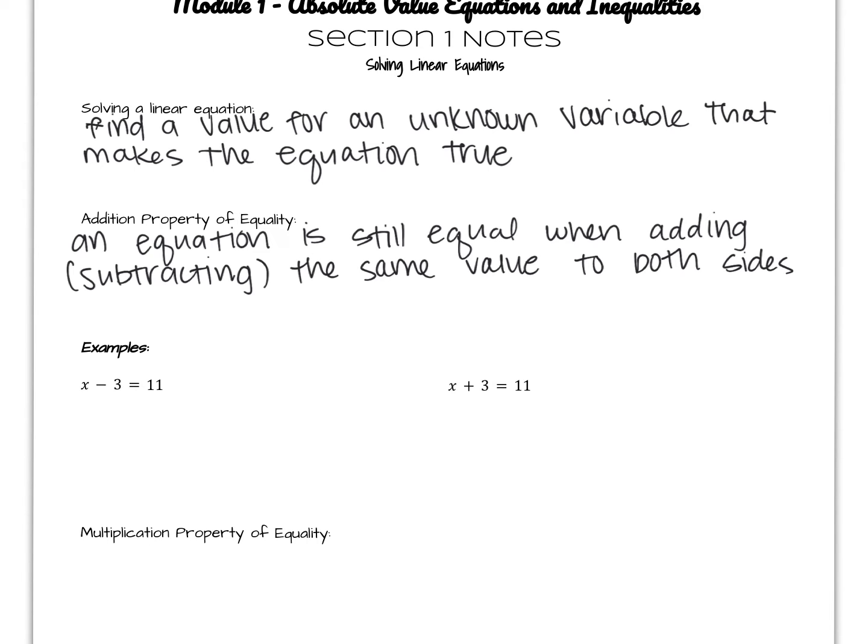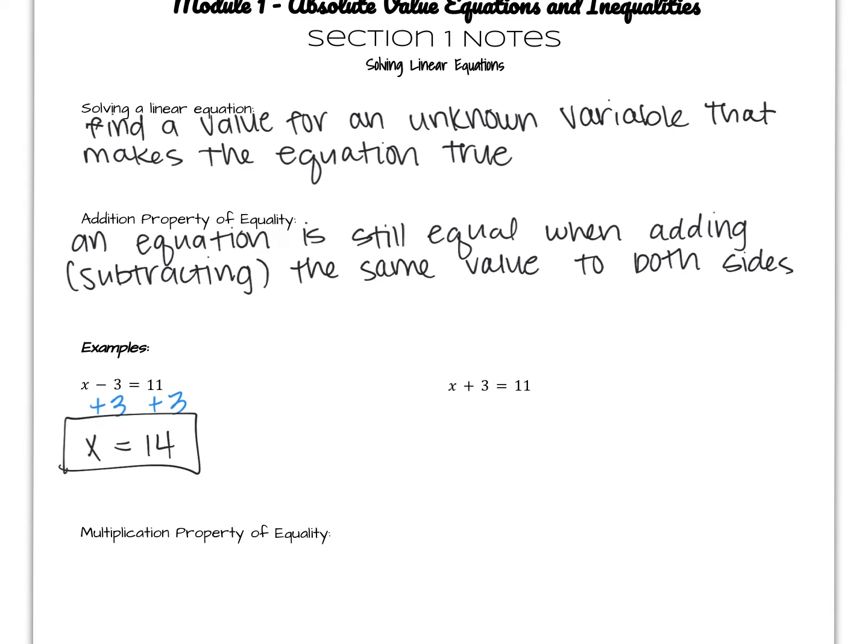So let's do a couple examples where we use the addition property of equality. Our first example, we have x minus 3 equals 11. So we're going to do the opposite of what's with our variable to solve for it. We're going to add 3 to both sides, which gives us that x equals 14. And we can always check our answer by plugging 14 in for x and making sure that 14 minus 3 is 11, which it is.